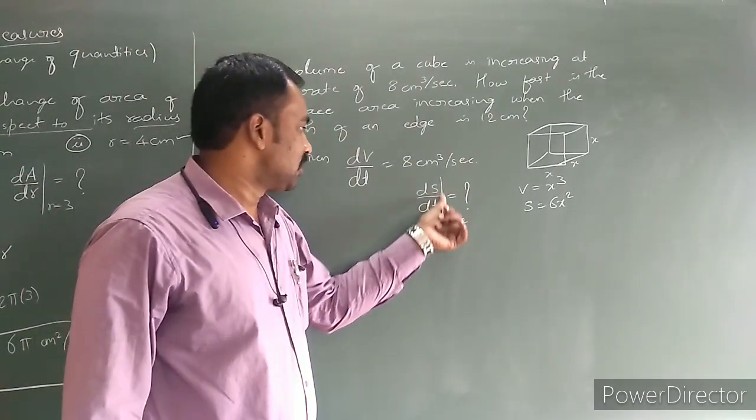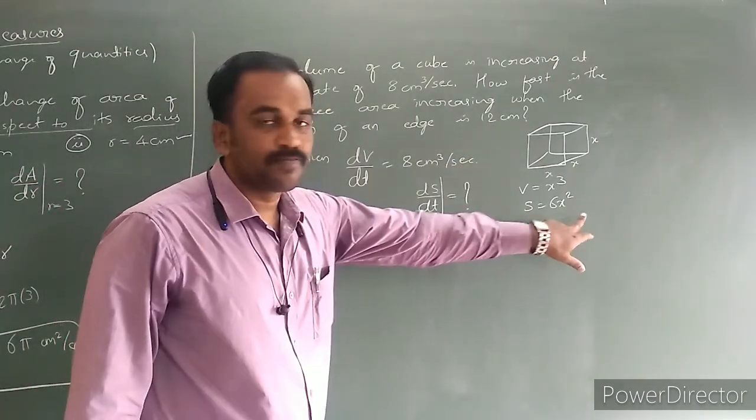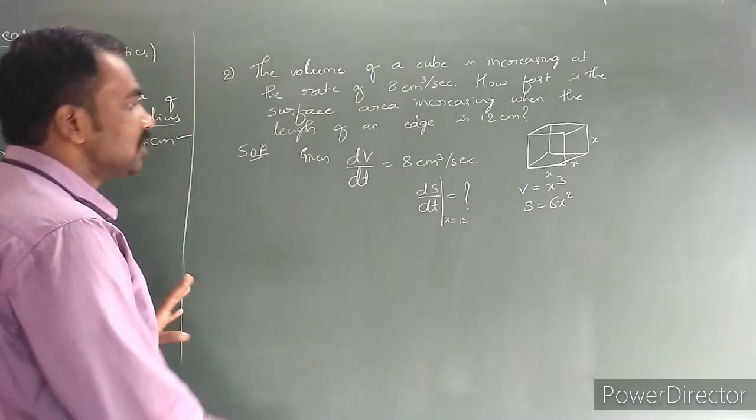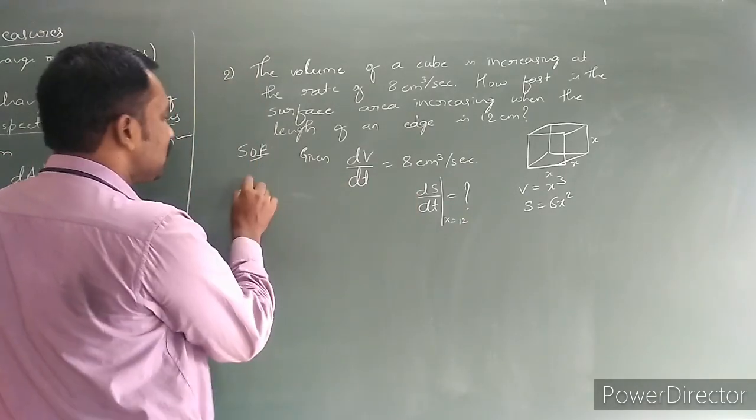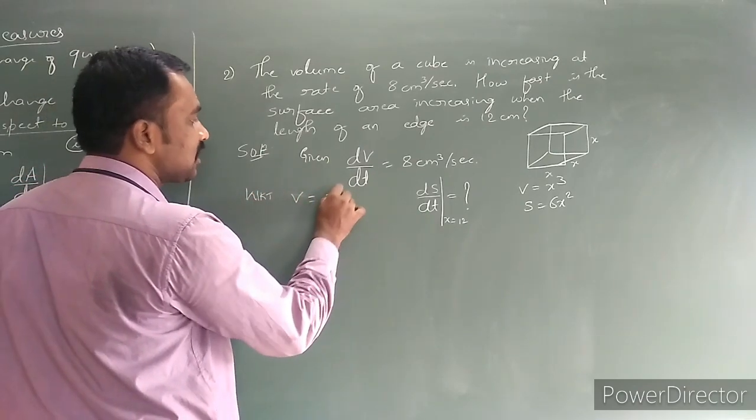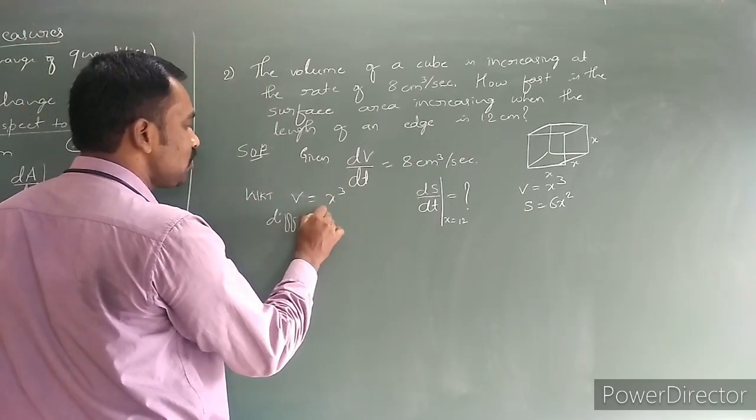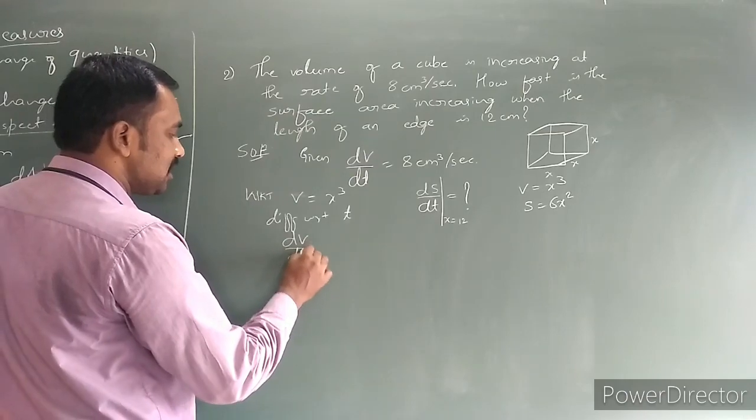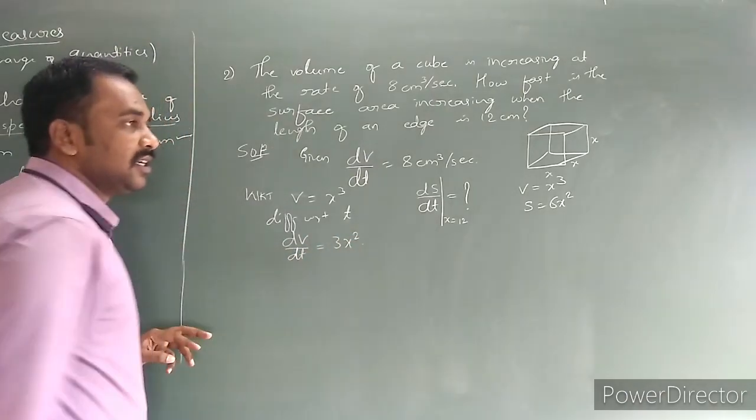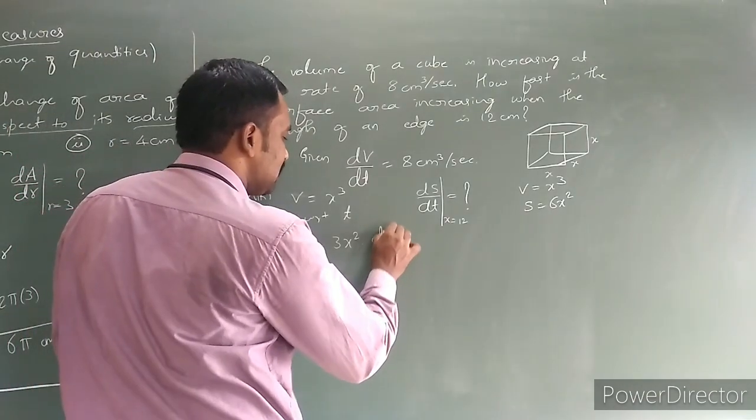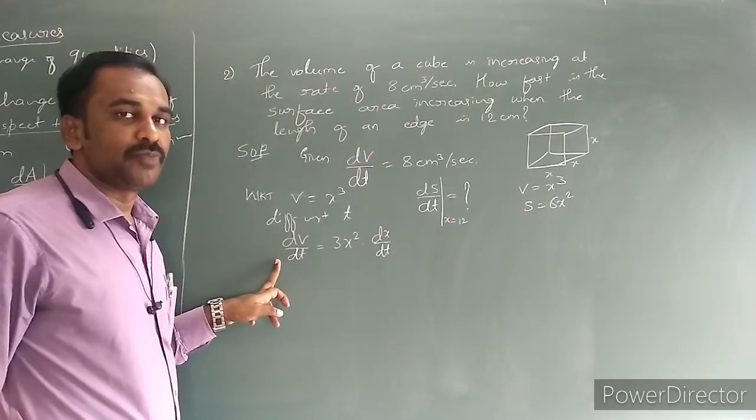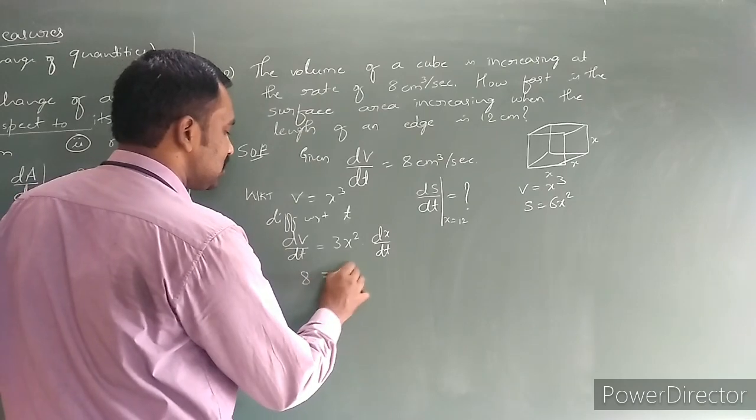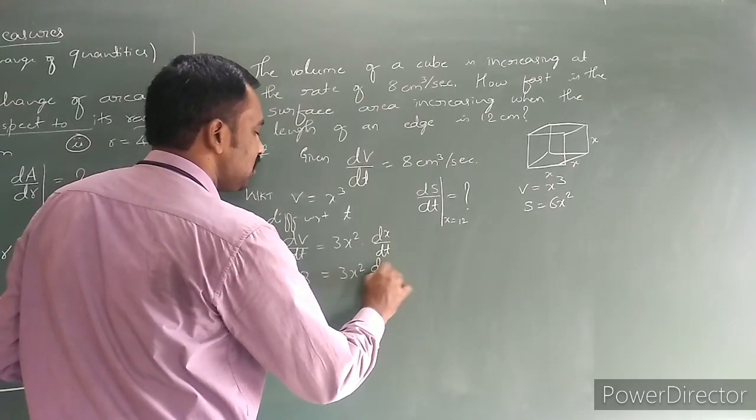The surface area is in terms of x, and after differentiation it is sufficient to replace the x value as 12. First of all, we know the volume is x cube. Differentiating with respect to time, because dV by dt is given, dV by dt is equal to 3 x square times dx by dt, because of the chain rule. Now dV by dt is given as 8 centimeter cube per second, equal to 3x square times dx by dt.